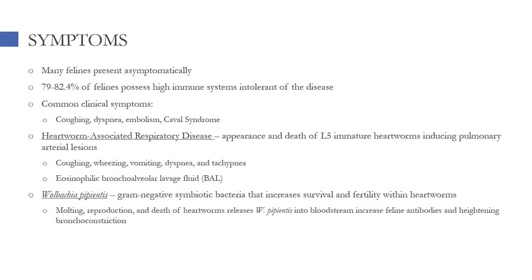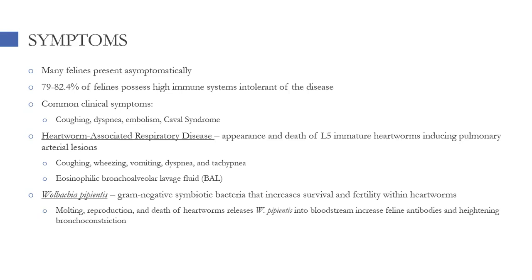Many felines with heartworm disease present asymptomatically, where 79 to 82.4% possess high immune systems that are intolerant and clear the disease without outside assistance. Most common clinical symptoms presented include coughing and dyspnea, but unique symptoms such as vomiting and neurologic signs can be seen and may be related to aberrant worm migration. Caval syndrome, although rarely seen in felines, strongly dictates prognosis as high worm loads present within the vena cava and right atrium and ventricles interfere with tricuspid valve closure, and lead to heart failure.